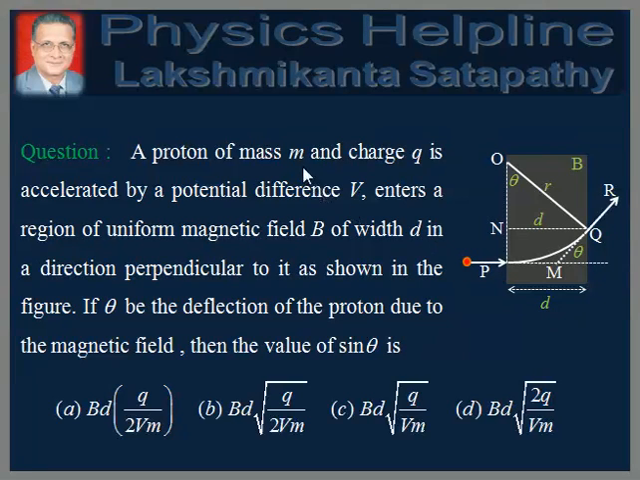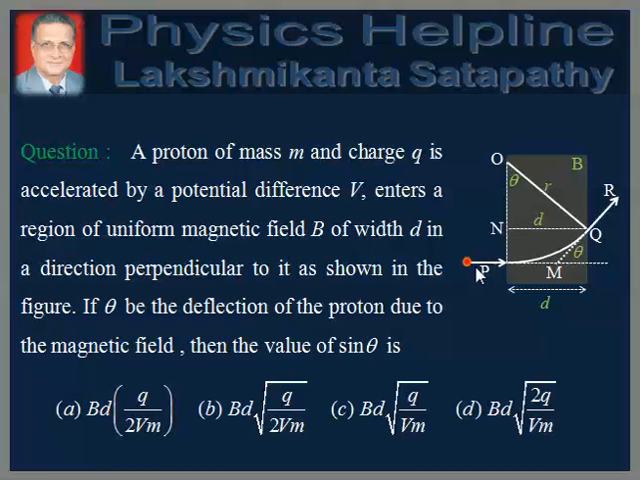A proton of mass m and charge q is accelerated by a potential difference V, such that initially it is moving along PM. When it enters the magnetic field region here, it moves through the magnetic field region in a circular path and moves out of it along the path QR.